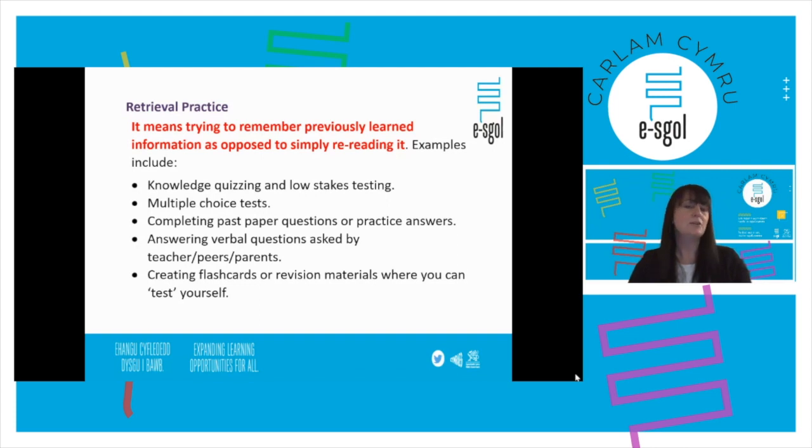The other thing is answering questions verbally, asked by teachers, peers, or parents. That is a good retrieval practice. And also creating flashcards. I'm going to do more work on flashcards further on in this session. But anything really, any kind of revision material where you can test yourself is really, really useful.